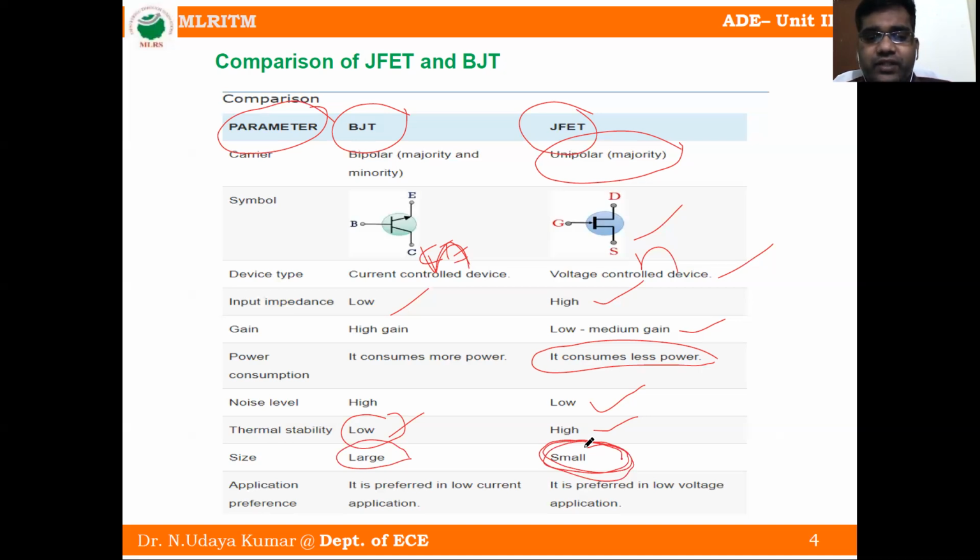Next, application preferences. FET is preferred in low current applications. BJT, we will prefer in low current applications. So FET, we will prefer in low voltage applications. Okay, so these are the main differences between JFET and BJT.